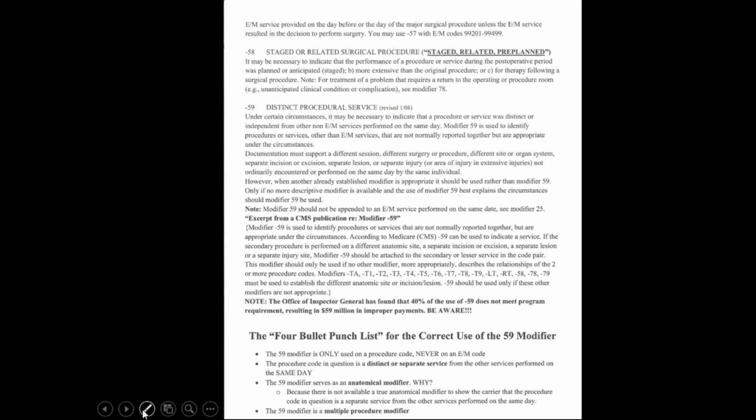The patient is taken to the OR, and during the course of the amputation, the surgeon realizes that the infectious process is so significant that delayed closure is going to have to be performed at point X in the future. You need to make reference to that fact in both the op report and in the medical record of that patient. You're doing that because you're creating a staged-related pre-planned scenario.